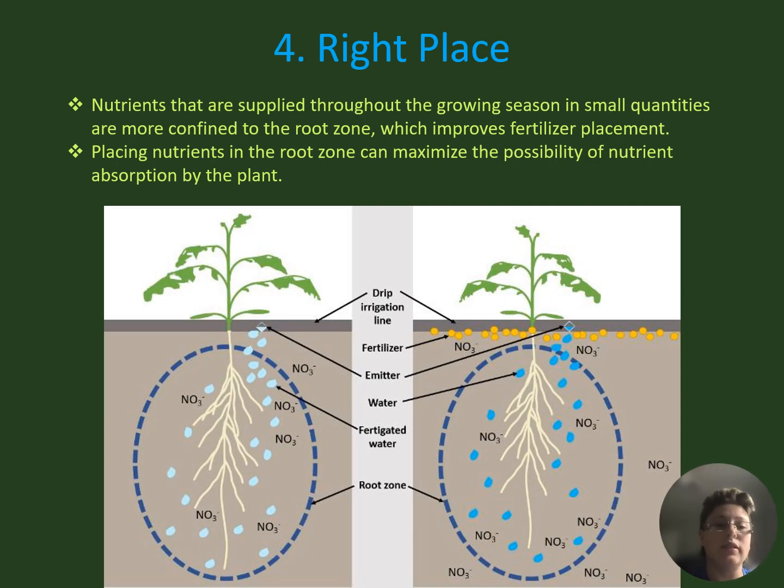The next component is the right place. Nutrients that are supplied throughout the growing season in small quantities are more confined to the root zone, which improves fertilizer placement. Placing nutrients in the root zone can maximize the possibility of nutrient absorption by the plants. Depicted in this chart, you can see that drip irrigation is more confined to the root zone, which actually promotes better yield and growth.